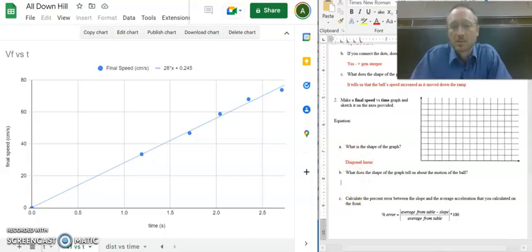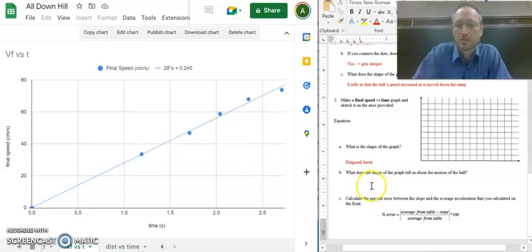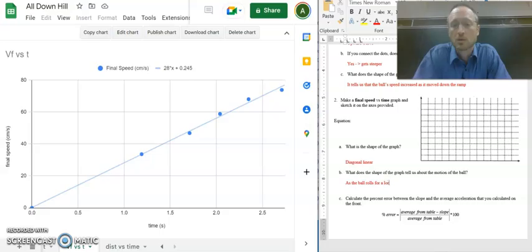Now what does that tell us about the motion of the ball? Well, as we move to the right in the time axis, the velocity increases because we're also moving upwards on the velocity or the speed axis. So as the ball rolls for a longer time, it moves faster, or its speed increases.